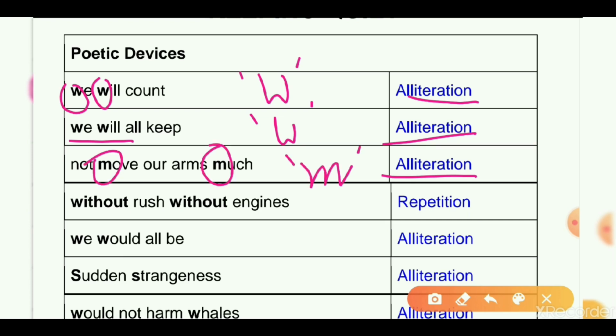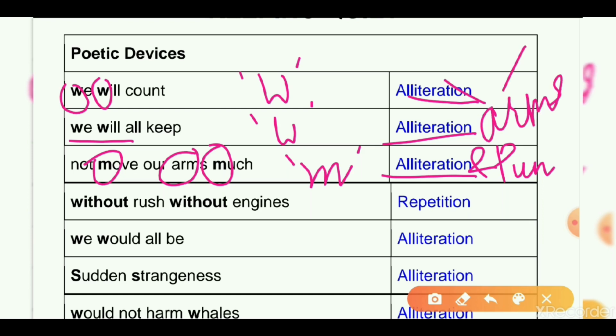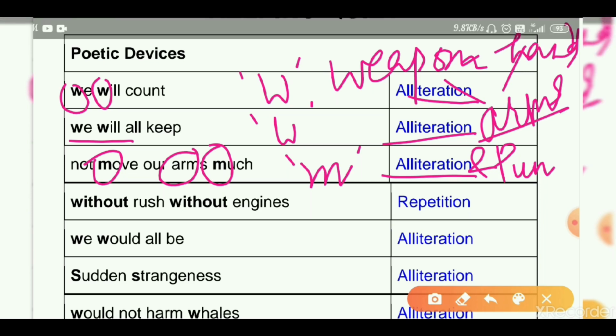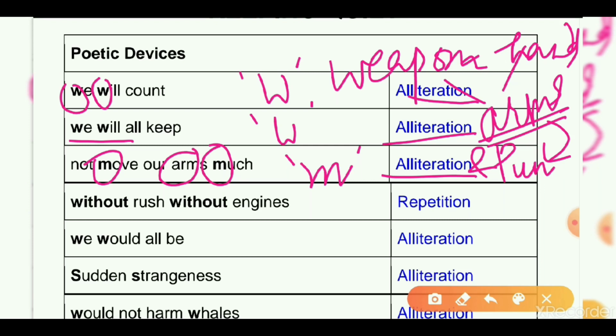One more thing is there in this word arms. There is a pun in this. A pun is a set of words which has two meanings. Here the word arms represents two meanings. The first means arms and ammunition, that is weapons, and the second means the part of your body, that is your hands. So it has two meanings, that is why it is a pun.